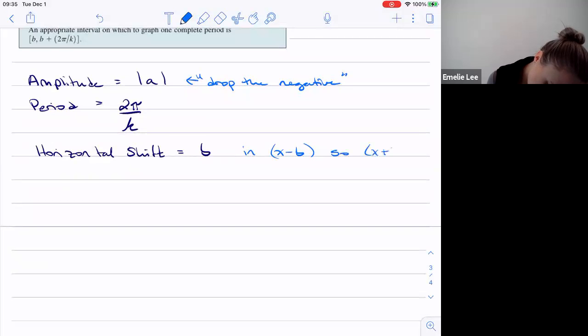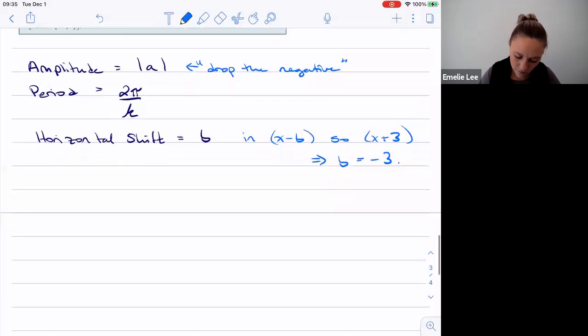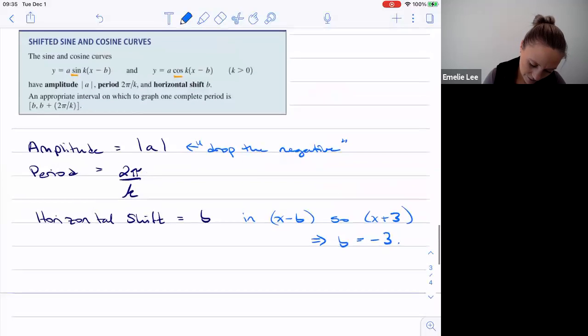So x plus 3 means that b must be negative 3. We've seen that type of thing before when we were dealing with quadratics, right? And so just remember that it's x minus b. So if you have x plus a number, then b must be negative, making a negative horizontal shift. Okie dokie.